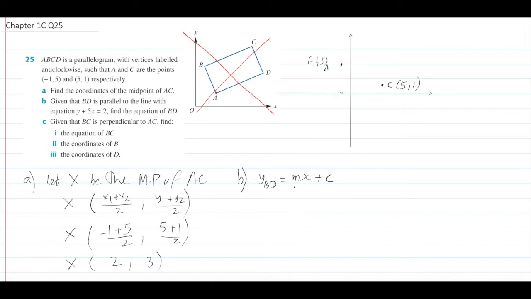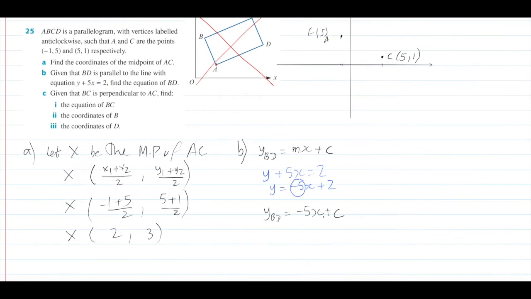Well, the gradient is already given to us. We know that this line BD is parallel to the other line given to us, y plus 5x equals 2. If you rearrange that, you get y equals -5x plus 2. What's the gradient of this line? -5. So that -5 is the gradient of our line BD because they are parallel, meaning the same gradient. So you can immediately rewrite the equation y_BD equals -5x plus c. Now all we need to do is find c.